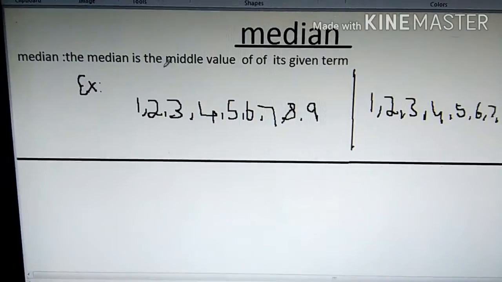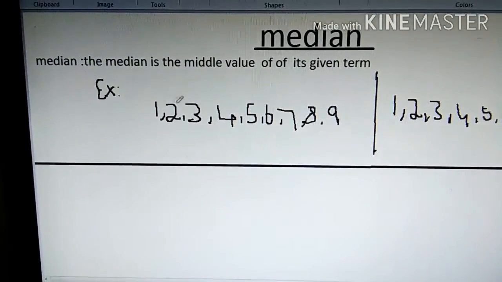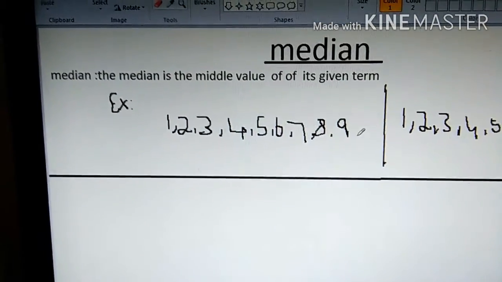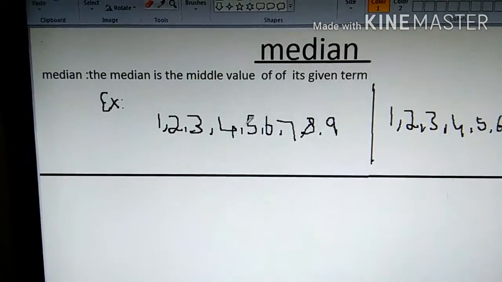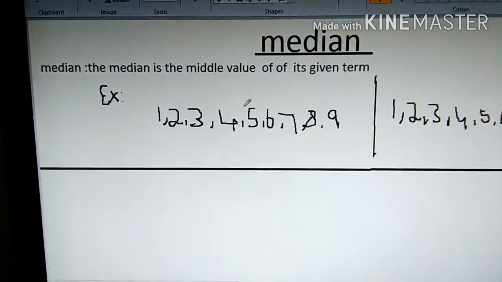Median. The median is the middlest value of the given terms. Now, if we take 1, 2, 3, 4, 5, 6, 7, 8, 9, in this, the middlest term value means 5 is the middlest term. So, this is the median.